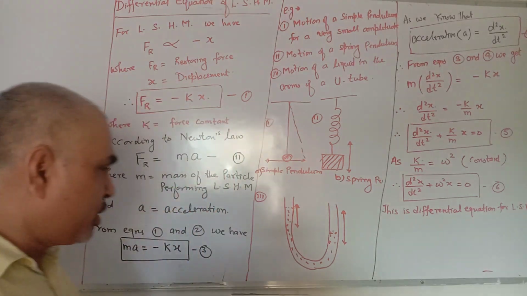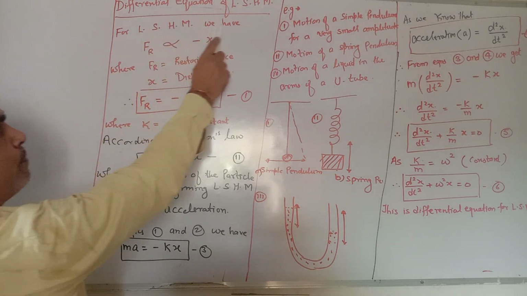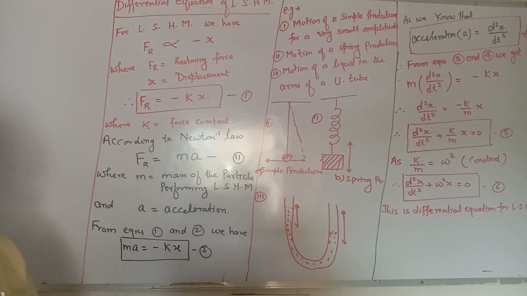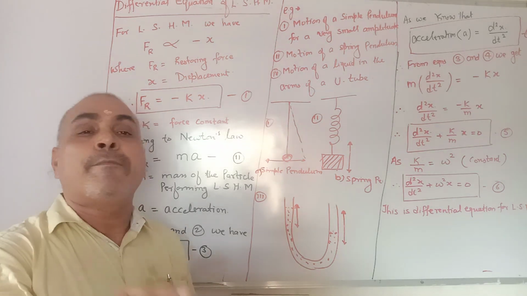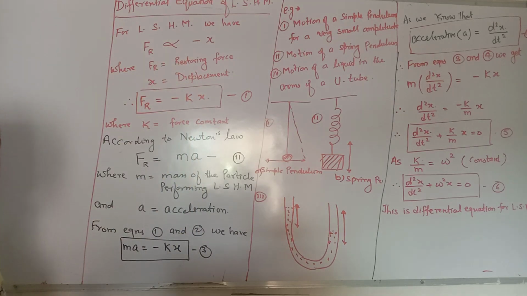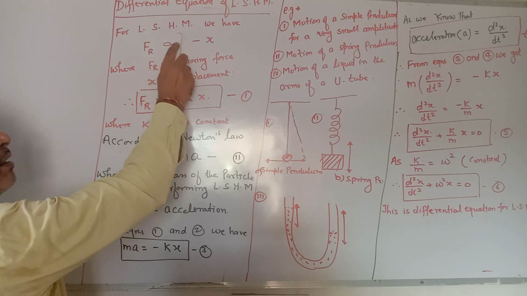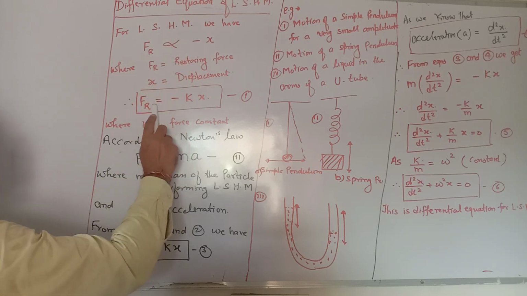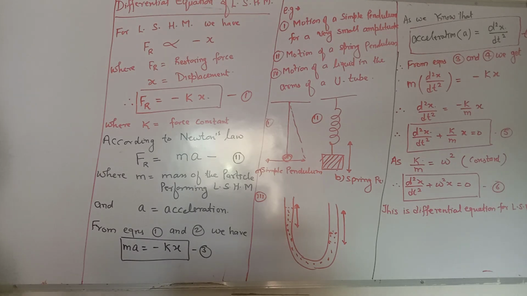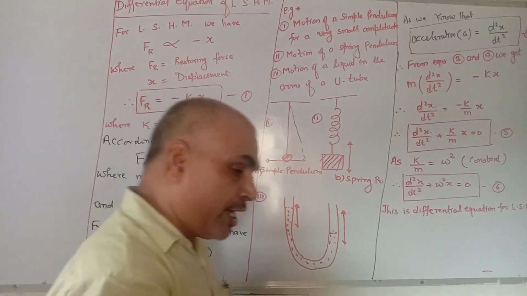So it's very easy, you can just see it. For linear simple harmonic motion, we have restoring force directly proportional to the displacement but acting in the opposite direction, therefore we kept a negative sign. We replaced this proportionality by a constant, so Fr is equal to minus kx as equation number 1, where k is the force constant.